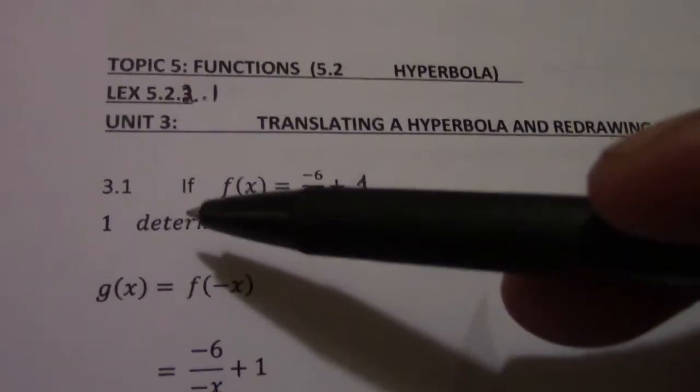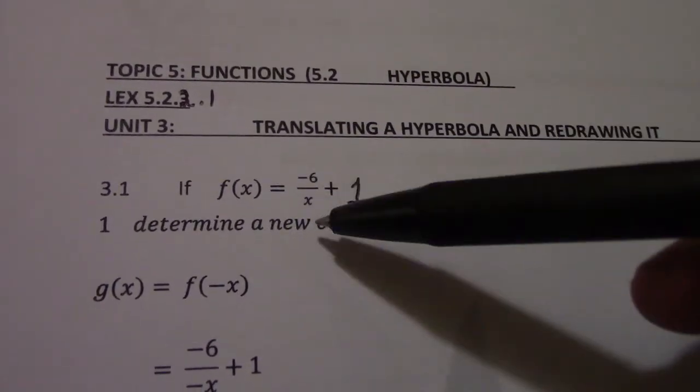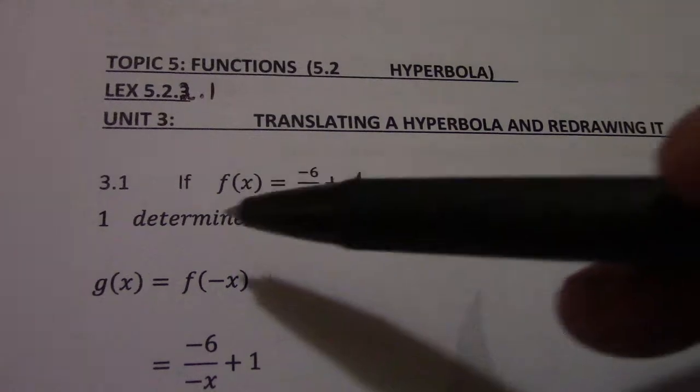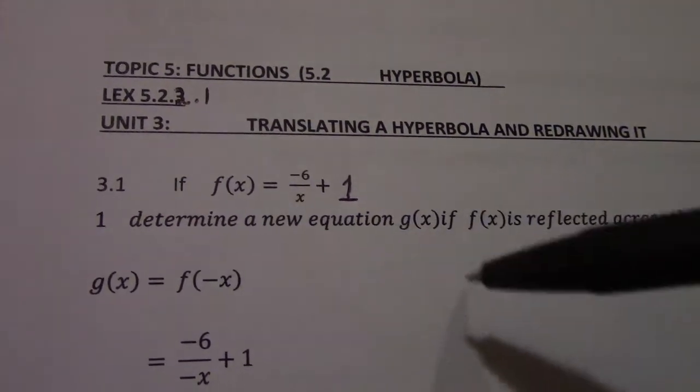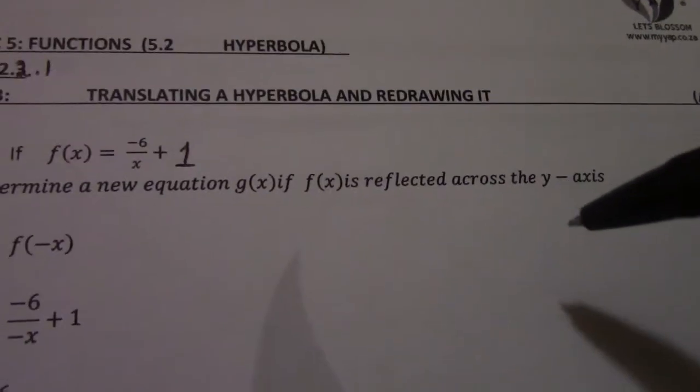This unit will be translating hyperbola and redrawing it. Advanced topic. So, given to you f(x) equals minus 6 over x plus 1. Question states, determine a new equation g(x) if f(x) is reflected about the y-axis, across the y-axis.